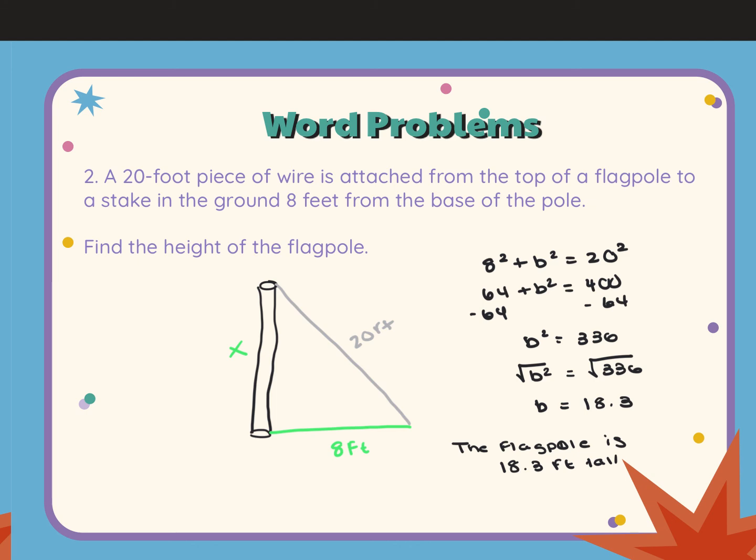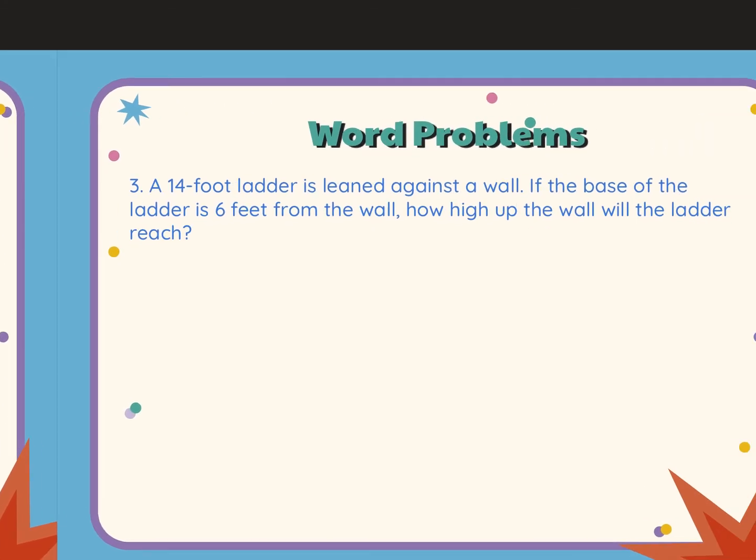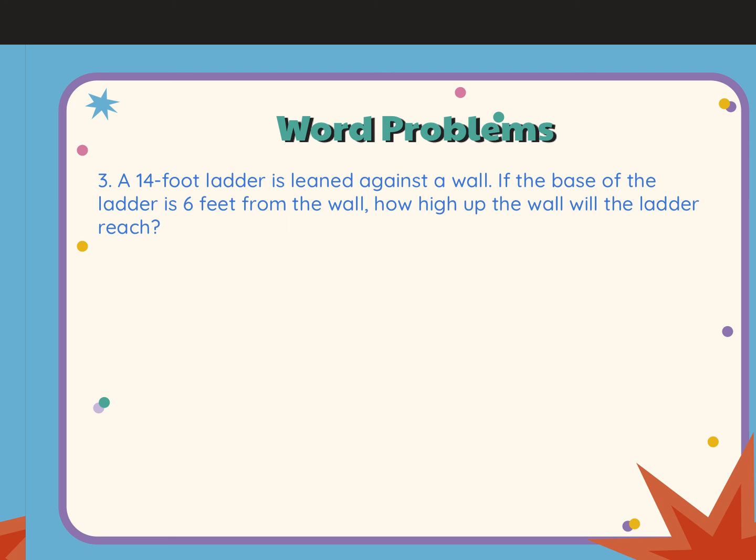All right. And the last example that we're going to look at together, here's another ladder problem. It says a 14-foot ladder is leaning against the wall. If the base of the ladder is 6 feet from the wall, how high up the wall would the ladder reach? I want you to try to work on this word problem by yourself and then come back and check your answer.